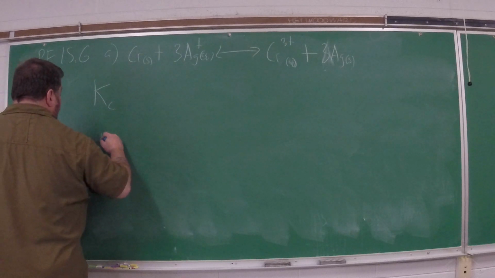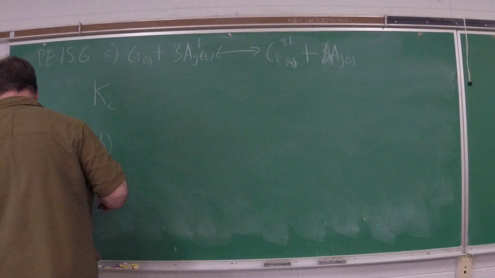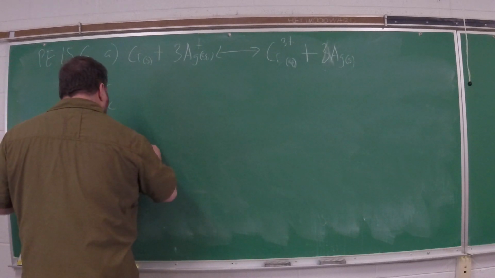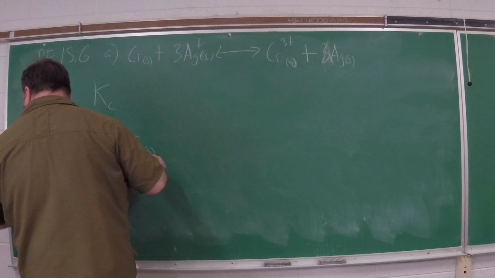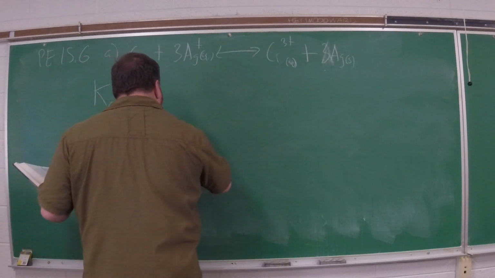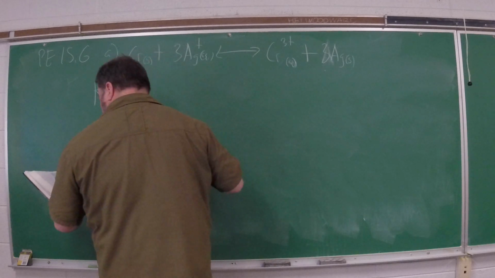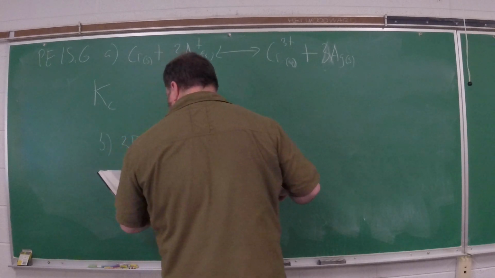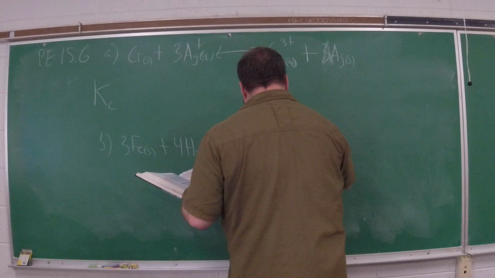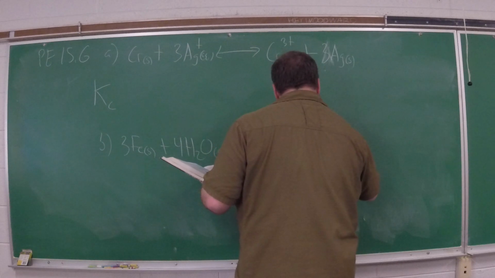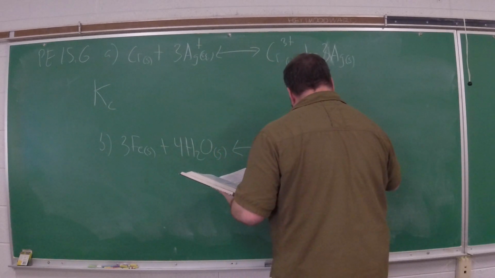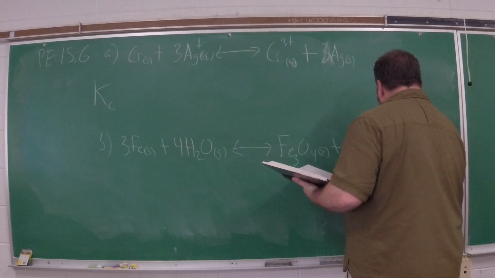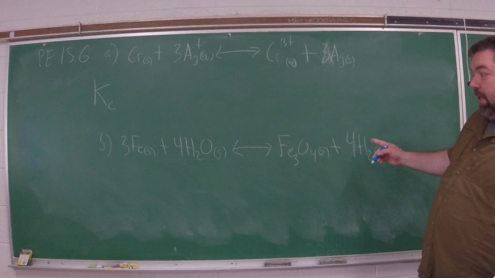And then we're also going to do B. We're going to have, let's see here, 3 Fe solid plus 4 H2O gas going reversibly to Fe3O4, which is rust, plus 4 H2 gas. And then they want you to write Kp for this one.